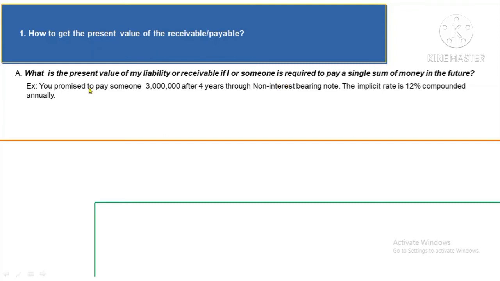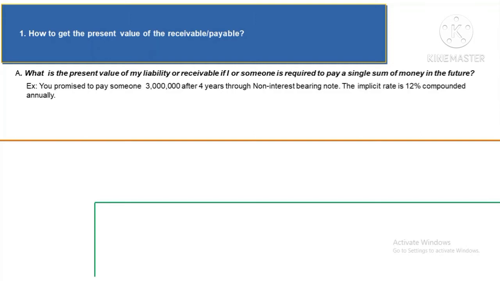Example, you promise to pay someone 3 million after 4 years through a non-interest bearing note. The implicit rate is 12% compounded annually. What is this non-interest bearing note? For starters, note is the shortcut for a written promissory note where the debtor promises to pay an amount in the specific future date.